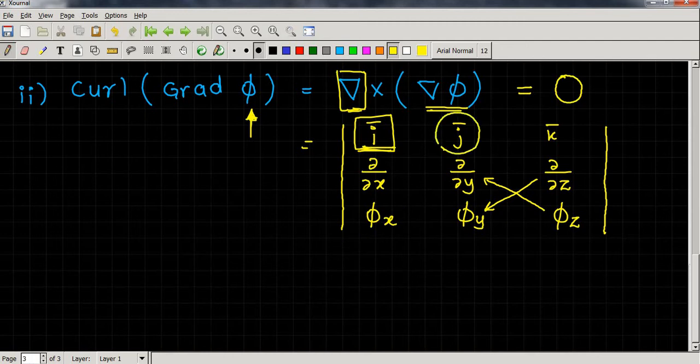Similarly, while calculating coefficient of j bar, we need to find partial derivative of phi x with respect to z minus partial derivative of phi z with respect to x. So both values will be similar. Again, coefficient of j bar will be 0. And if we find coefficient of k bar, again we get that value as 0. So this is your second vector identity. Curl of gradient of phi is equal to 0.